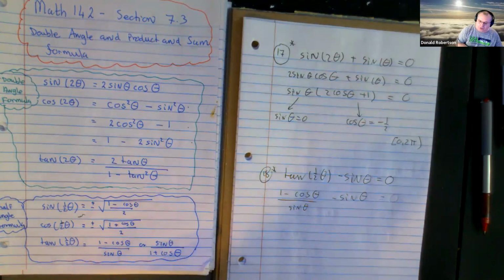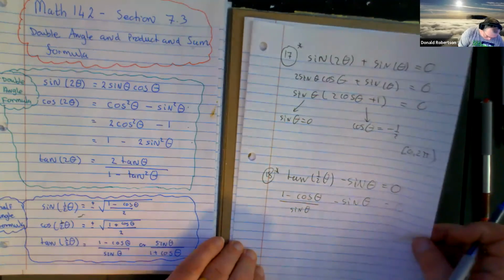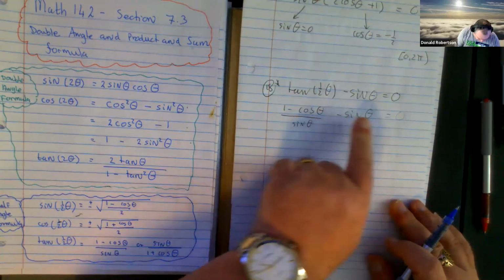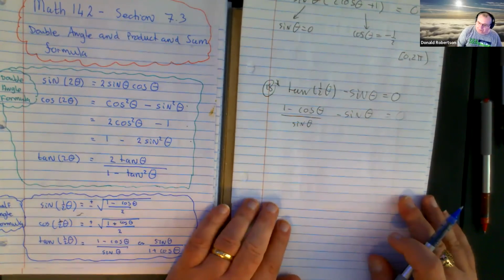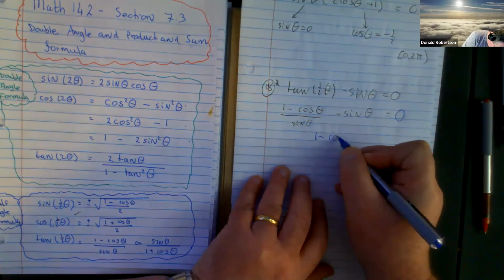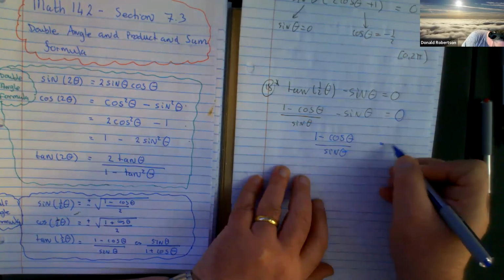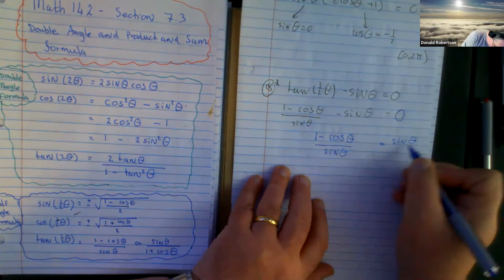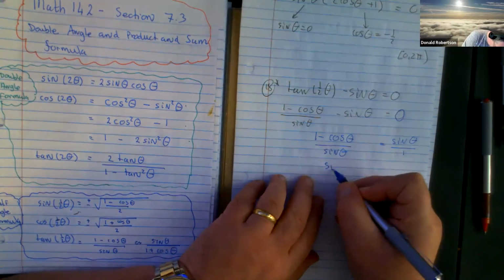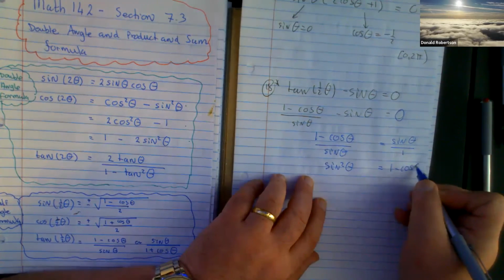Well, there's going to be a lot more math involved in this one than there was in 17, because right now we have a lot of issues. We've got a fraction, don't like them. We've got sines and cosines, don't like them. So I'm going to add sine theta to both sides. And I'm going to do a little cross multiply. And that's going to get me sine squared theta is 1 take away cosine theta.